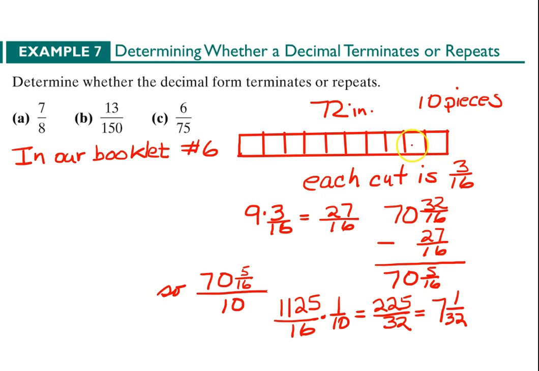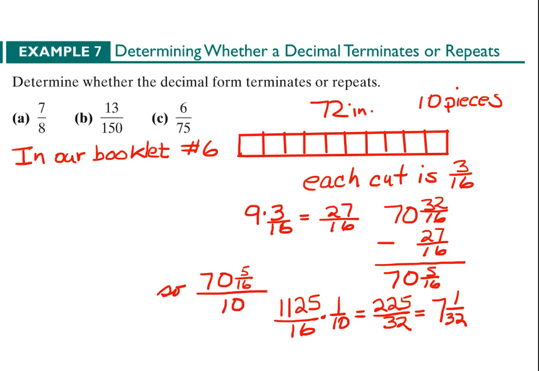Now, what will be the width of each of these 10 blocks then? Well, I have to divide the 70 and 5/16 by 10. Convert this to its mixed number form, divide by 10, which is to multiply by 1/10. And I reduce it to this, and I end up with 7 and 1/32 is the length of each of these little pieces. So just copy this down, and you'll have that as an example for number 6 in your booklet.